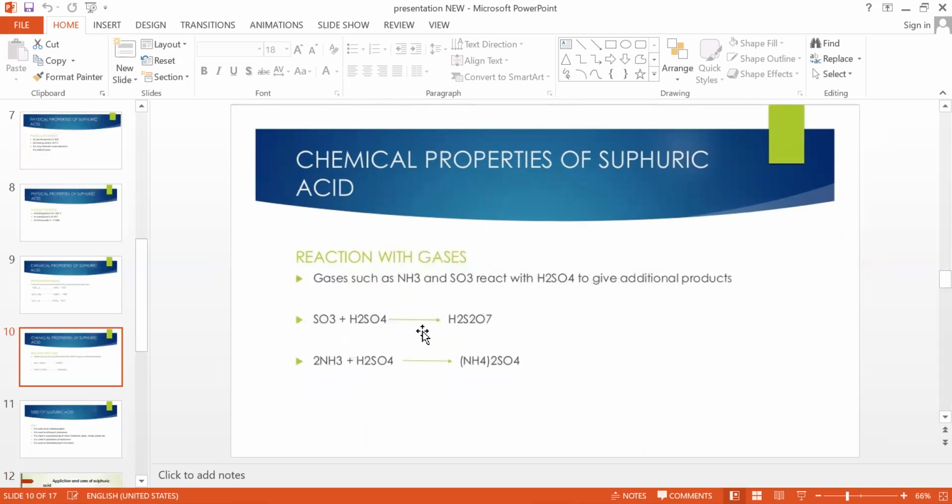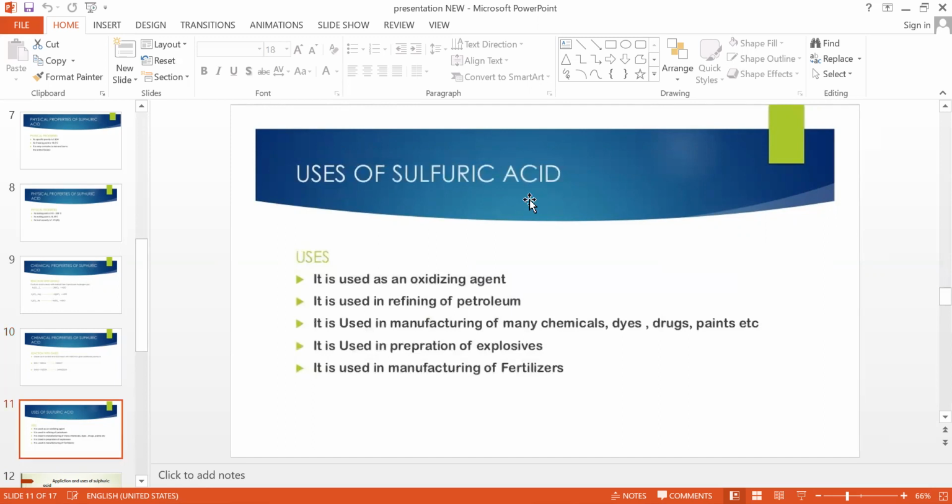And now the reaction with gases. Gases such as NH3 and SO3 react with H2SO4 to give additional products, like SO3 plus H2SO4 produces H2S2O7, and 2NH3 plus H2SO4 produces (NH4)2SO4.